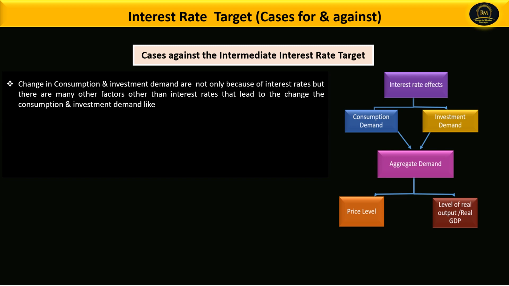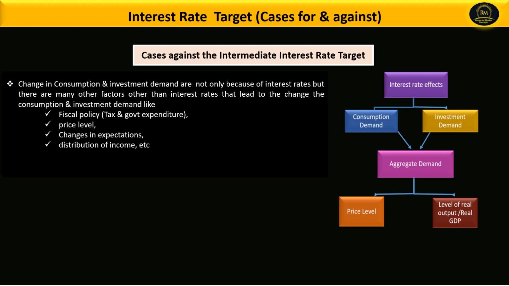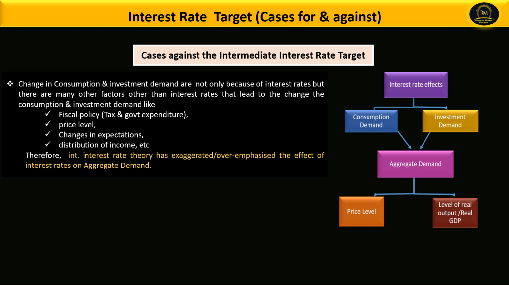But the critic states that the change in consumption and investment demand is not only because of the change in the interest rate, but there are many other factors other than interest rate that lead to change in consumption and investment demand, like change in fiscal policy, that is tax and public expenditure, change in the price level, change in expectations, and change in the distribution of income. Therefore, the critic states that intermediate interest rate theory has exaggerated or overemphasized the effect of interest rate on aggregate demand.